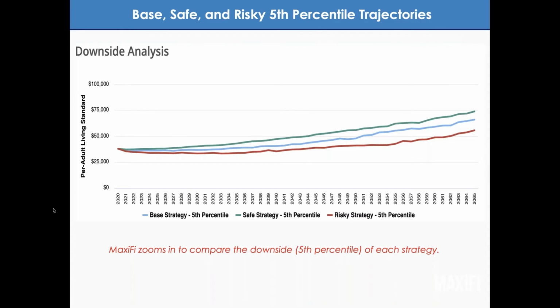And consequently, they don't have a whole lot of downside. I mean, it's not a terrible downside in terms of the 5th percentile, but there is a downside even in that context if they're spending very cautiously.